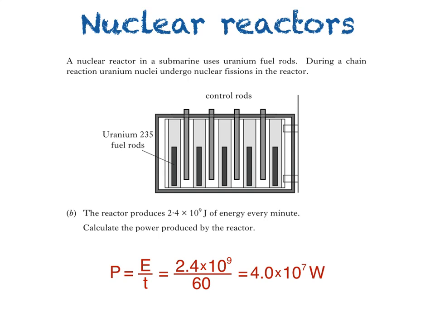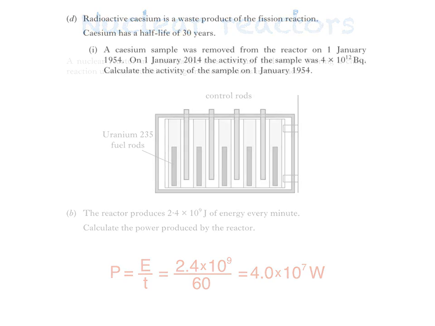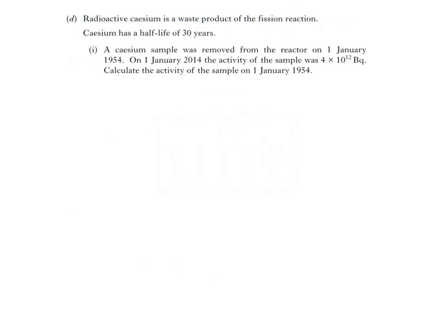Part C of this Intermediate 2 question doesn't relate to National 5 physics, so we'll skip straight to Part D. Radioactive cesium is a waste product of the fission reaction. Cesium has a half-life of 30 years. Part 1 then says, a cesium sample was removed from the reactor on the 1st of January 1954. On the 1st of January 2014, the activity of the sample was 4 times 10 to the power of 12 becquerels. Calculate the activity of the sample on the 1st of January 1954.